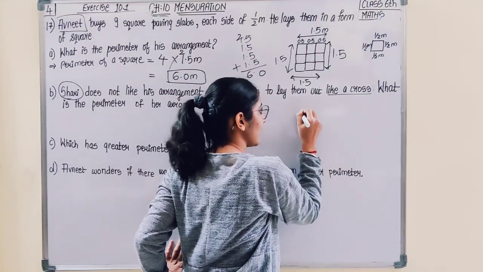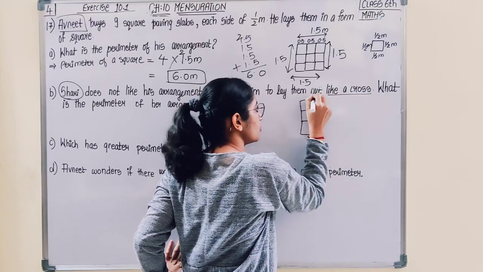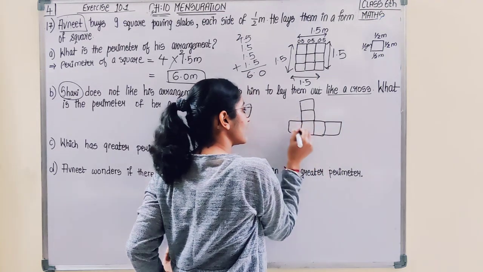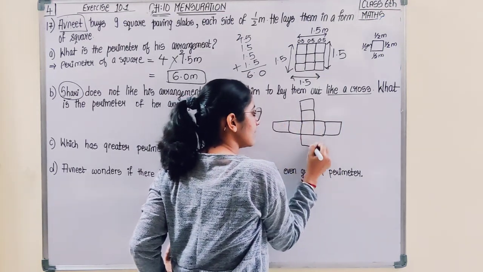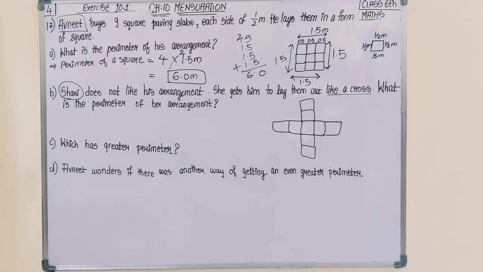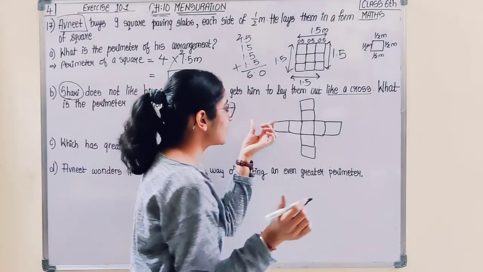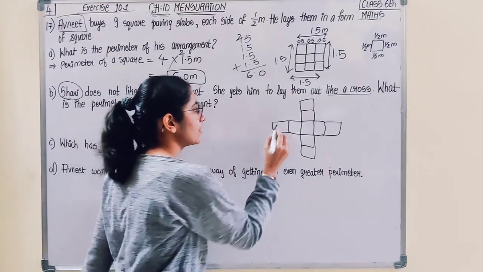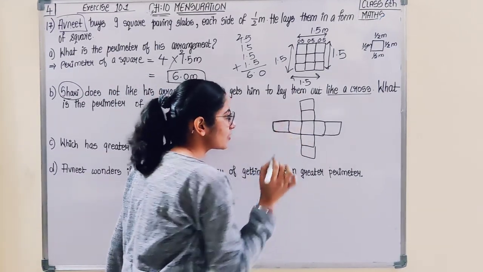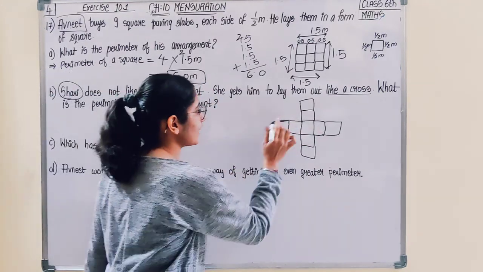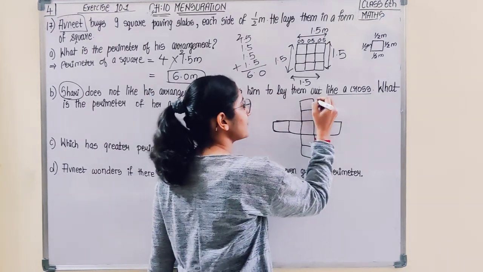Suppose this is 1 slab, 2, 3, 4, 5, 6, 7, 8, 9. Okay, so 9 slabs are given. Now you observe. Okay, although these all squares are having same length of each side, if you feel like these are irregular, so this is my drawing error, but you consider them.